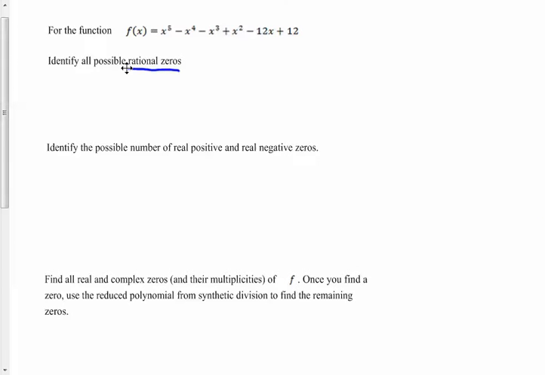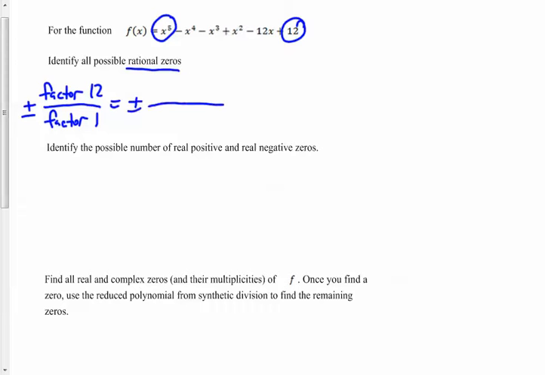they're always in the form of a factor of the constant term divided by a factor of the leading term. So our possible roots or zeros to check are always in the form of a factor of that last term, a factor of 12, over a factor of that leading coefficient, which is 1. And again, it could be plus or minus. It could be positive or negative for these. So we have positive or negative factors of 12.